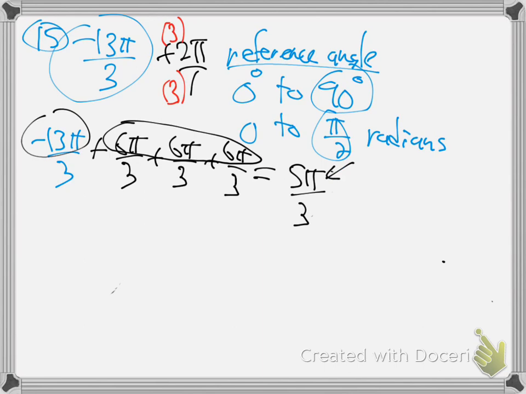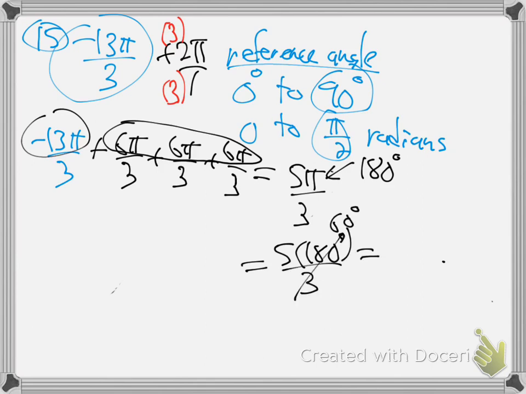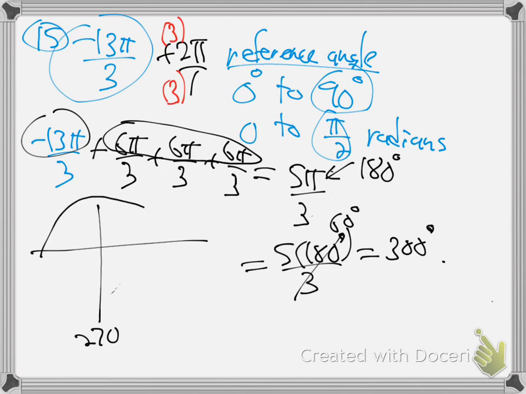Now, use pi equals 180 degrees, because you want to convert it to degrees. 5 times 180 over 3. Divide that, 60. 5 times 60 is 300. So it's 300 degrees. So let's draw 300 degrees. Where's 300? Well, here's 270. So if I did the unit circle, oops, not a very good one, it'd be right there, 300. It's just 30 off of 270.